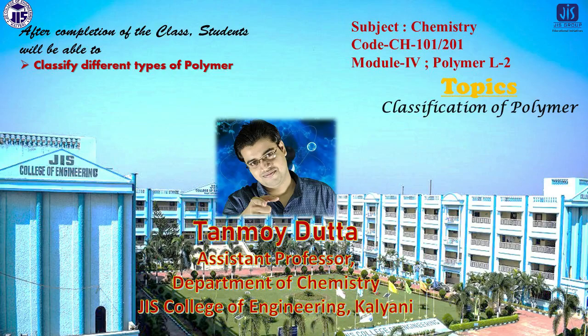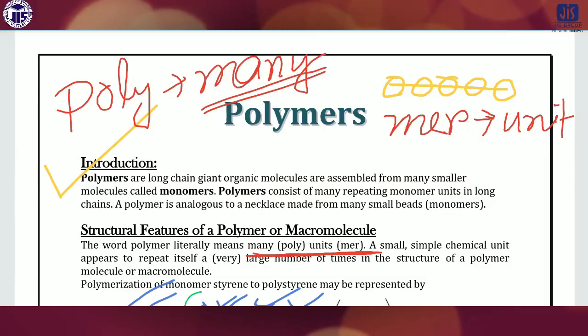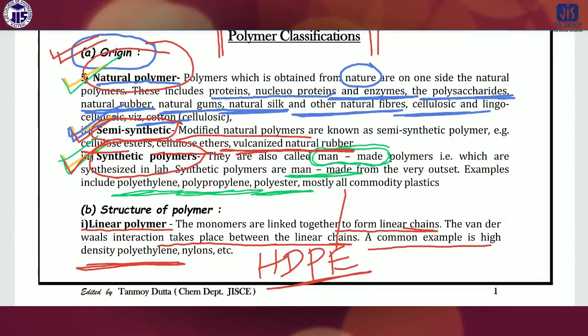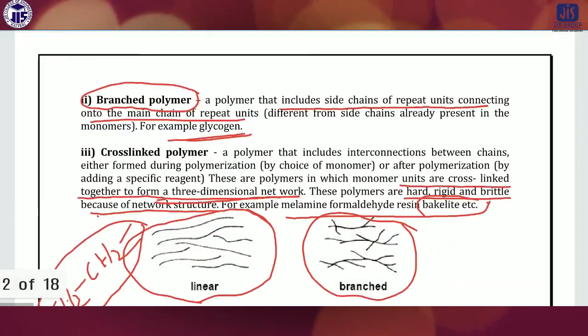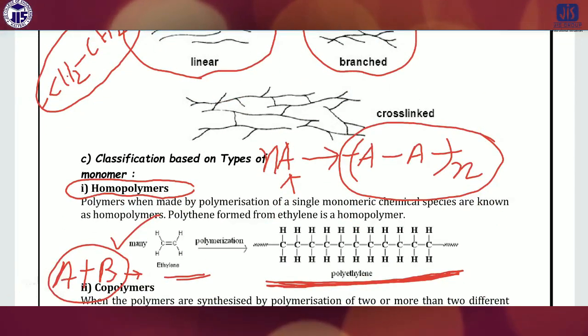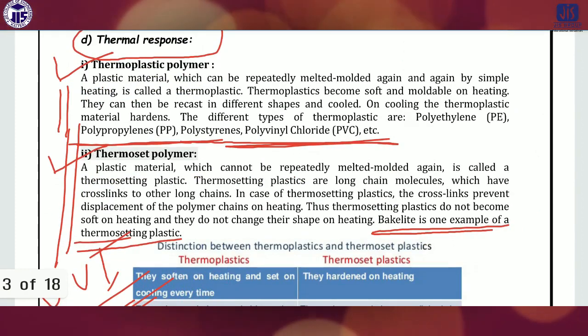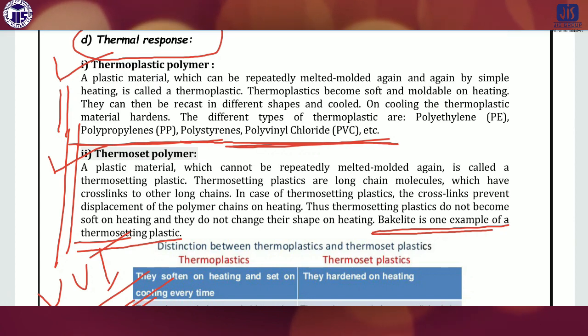In the first class of Polymer, we discussed a few parts of the classification of the polymer, depending on the origin of the polymer, depending on the structure of the polymer, such as homopolymer and copolymer, and depending on the thermal response of the polymer, like thermoplastic and thermosetting. So these kinds of classification we already discussed in the first class of the polymer.